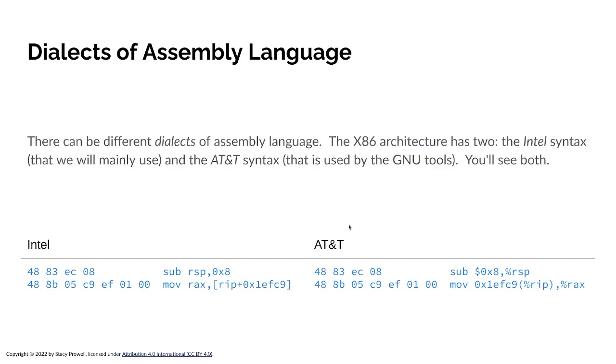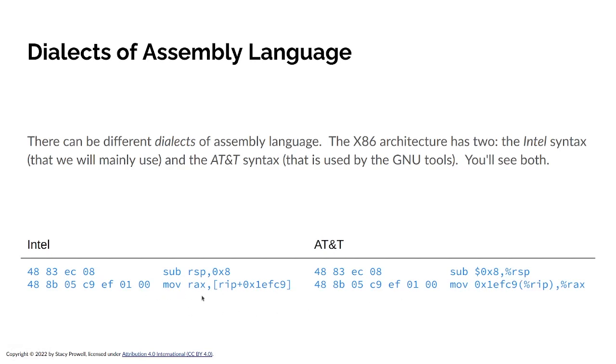They do the same thing over here, but they're represented differently in the AT&T dialect. So over here where we have 8, and we subtract it from RSP and store the result in RSP, we have the same thing over here. We're again taking 8, subtracting it from RSP and storing it in RSP. You'll notice that over here we just have the register name and a literal for the Intel syntax, but over in the AT&T syntax, we put a $ sign in front of the literal and a % sign in front of the register. Just a little different notation.